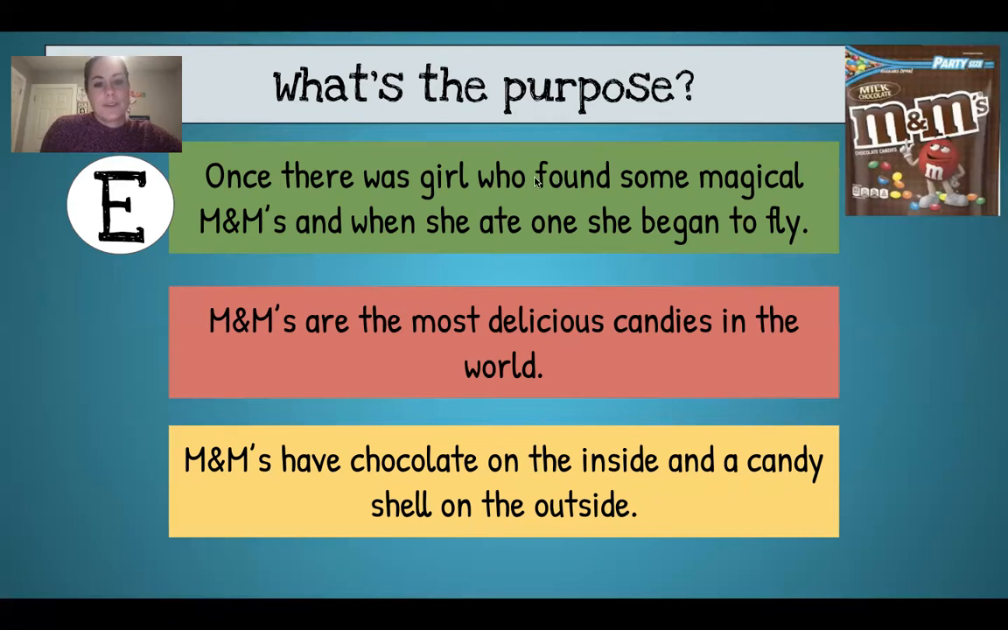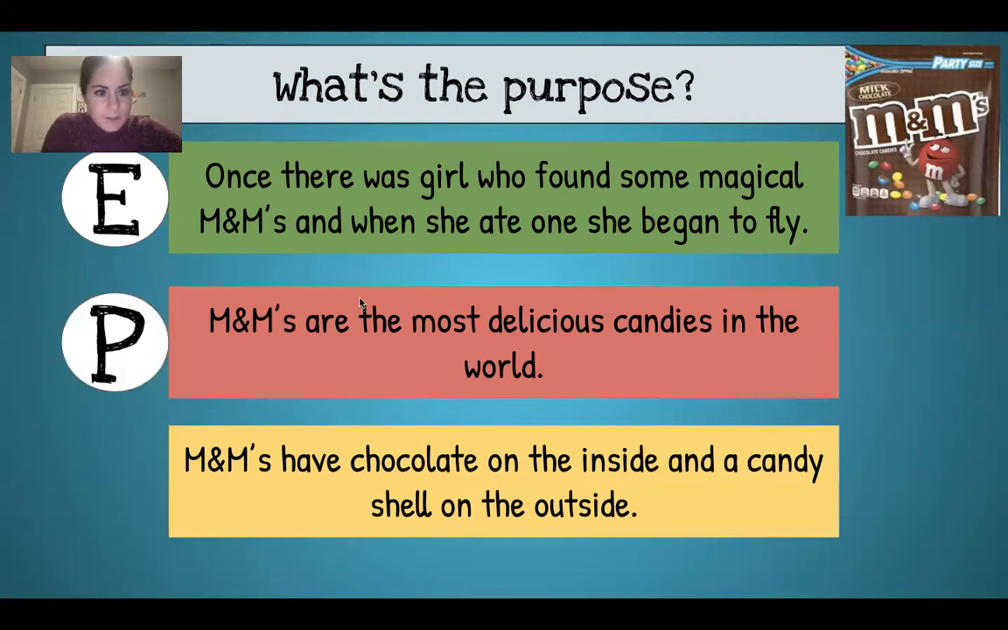Okay, so the next one. M&Ms are the most delicious candy in the world. Is that fact? Some of you are like, yeah, I love M&Ms. They're the best candy in the world. Some of you are probably like, no, they're not the best candy in the world. What's going on here? Why did they write this sentence? What was the purpose of that sentence? To persuade you. Yes, to persuade you, right? That might not be true, but the author's like, they're the best, most delicious candy in the world. Hey, you might believe it.